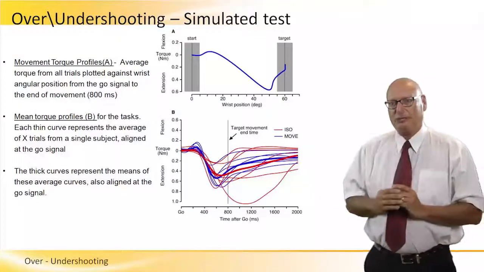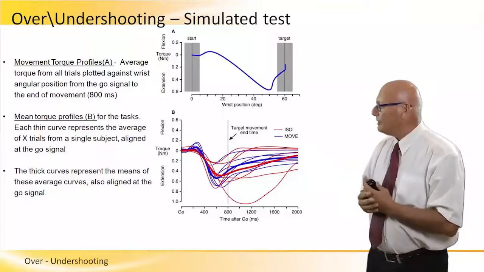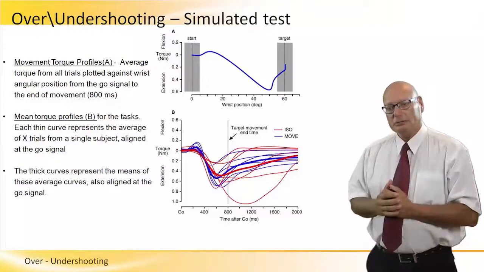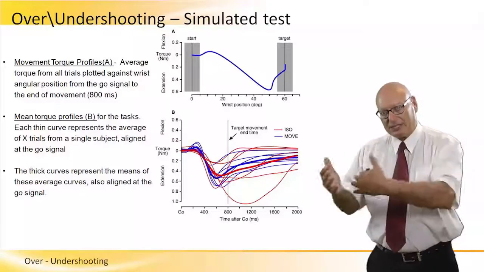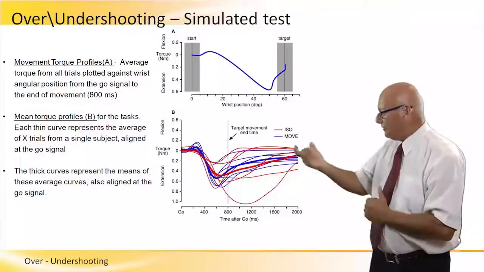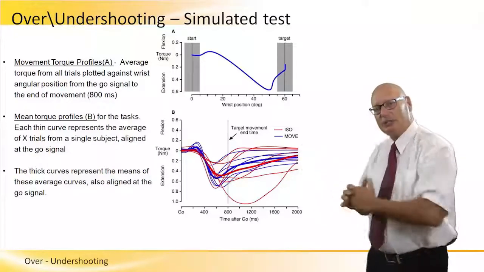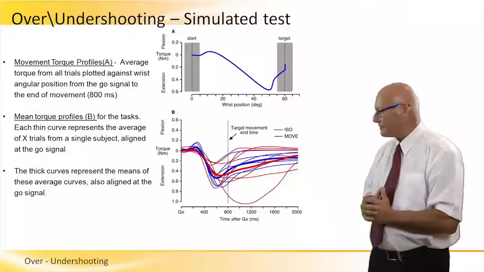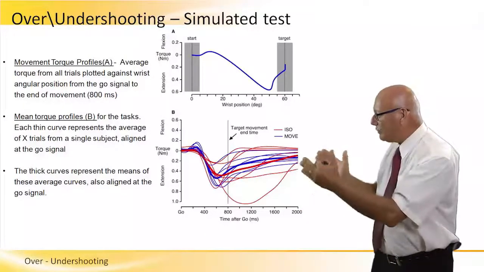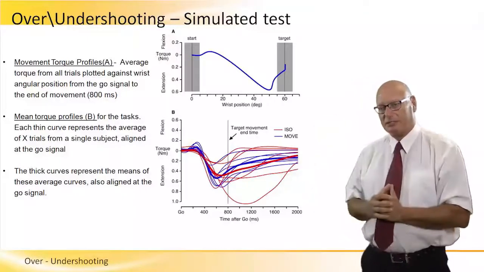And within that simulated test, we see the movement torque profile A, and then the mean torque profile B, and the two different tasks that we're talking about. The upper graph is a 60 degrees range that we need to make the object move with our hands. And that 60 degrees is basically not longer than 800 milliseconds.